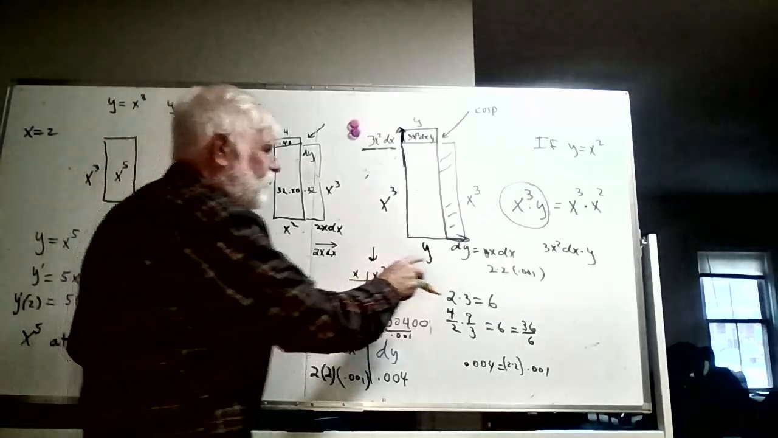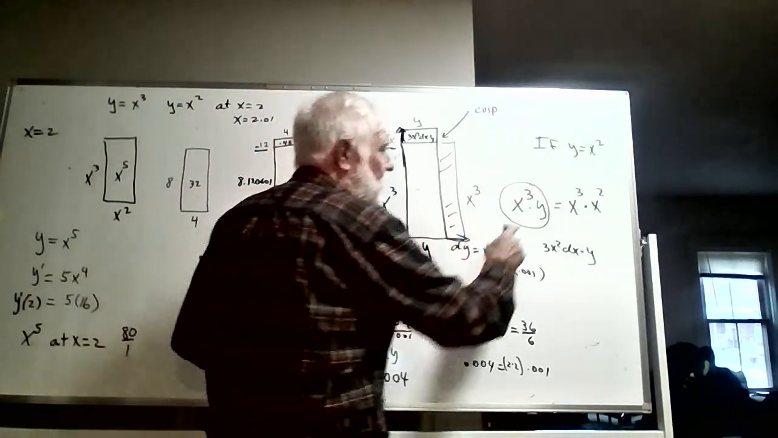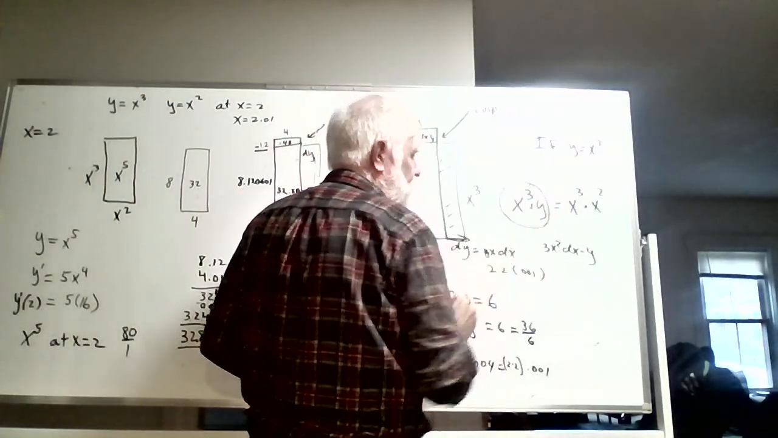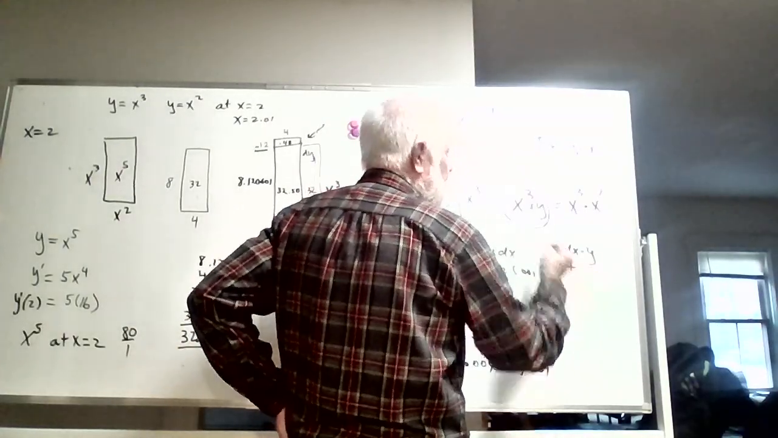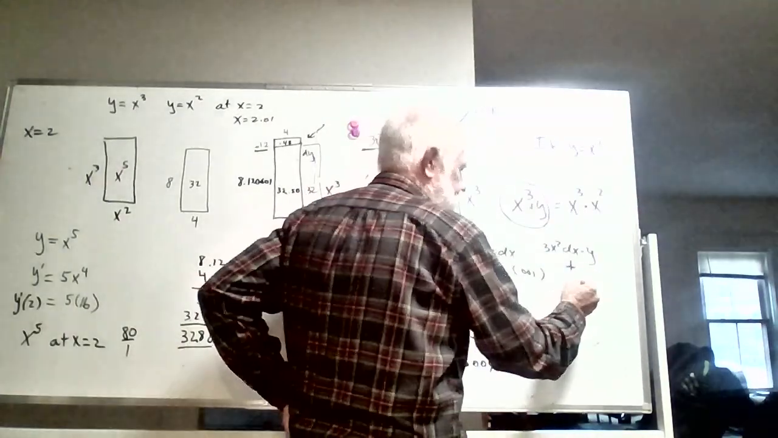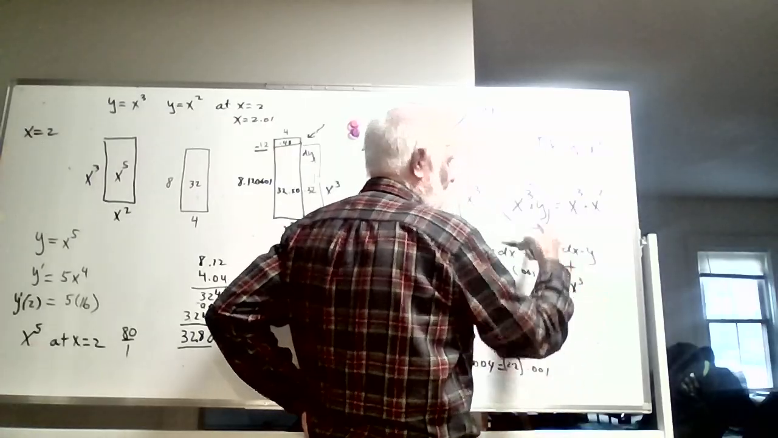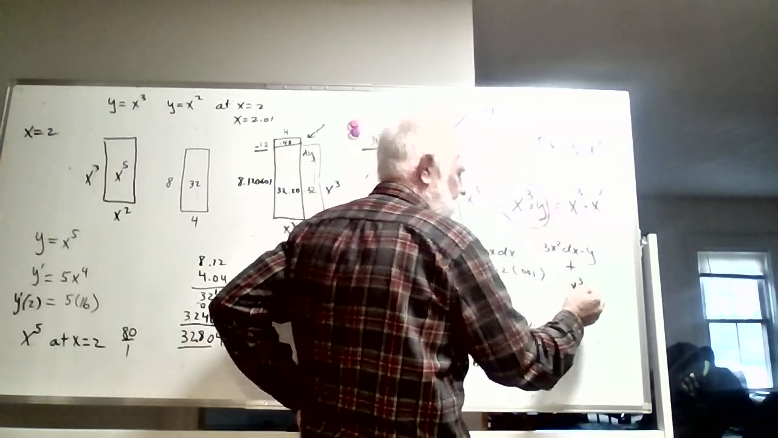And then this one is dy times x cubed. So this is really 1 times y. And so there is our plus. Leave the first one alone. Multiply it times the differentials involved.